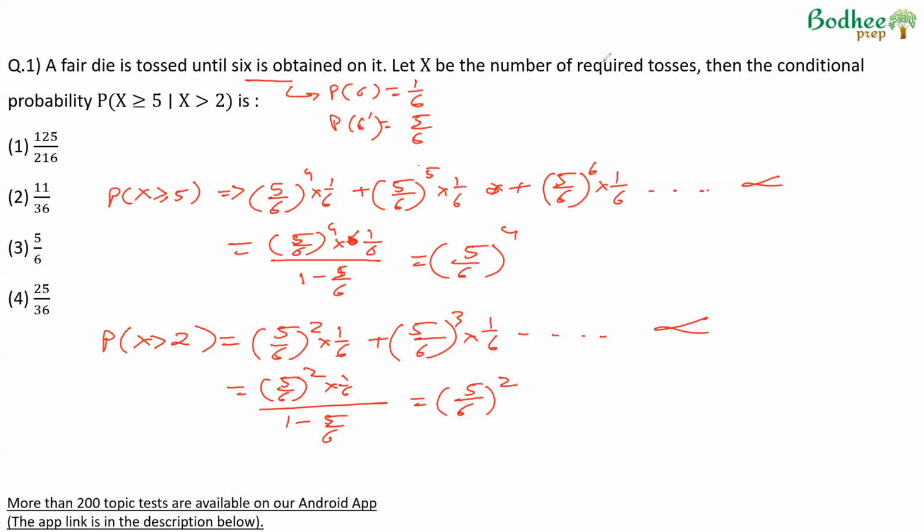And therefore, the required probability will be (5/6) raised to power 4, the 6 appearing in 5 or more tries, upon this given that it appeared after the second try. So this value upon this value. This will give us (5/6) raised to power 2, which is nothing but 25/36. Option D becomes the answer.